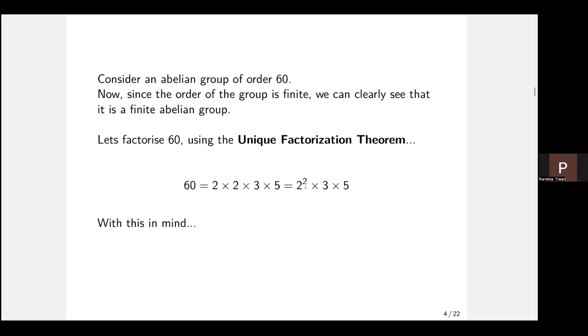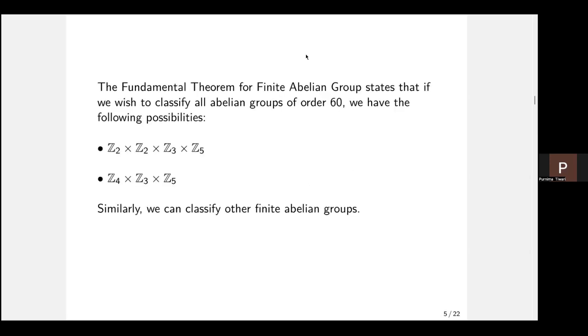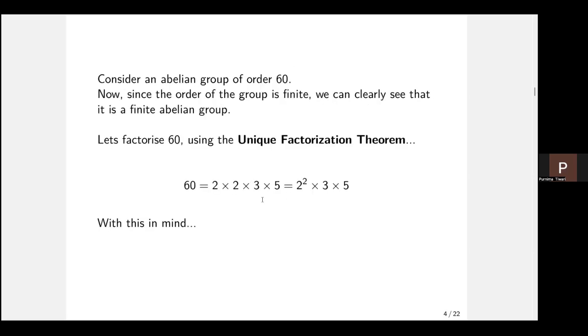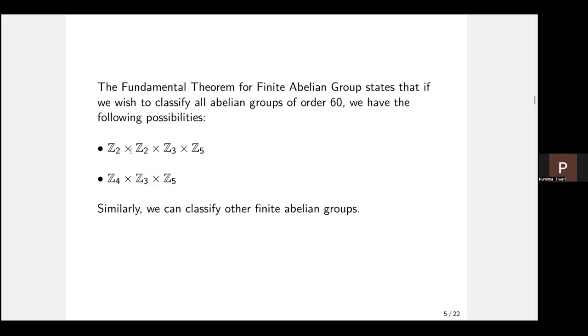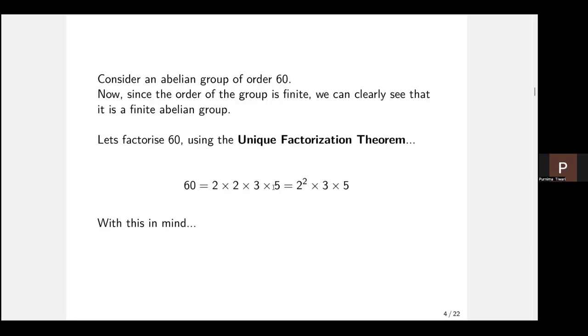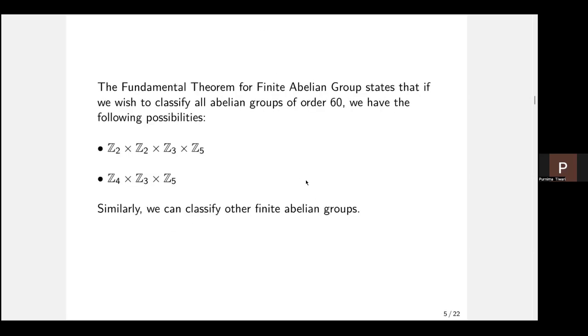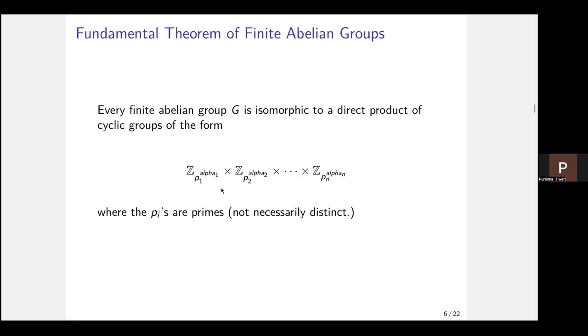With this in mind, moving ahead, the fundamental theorem for finite abelian groups states that if we wish to classify all abelian groups of order 60, we have the following possibilities. Recall we had 2 into 2 into 3 into 5. So this can be stated as Z2 cross Z2 cross Z3 cross Z5. Here, the cross represents the direct product. Or we could also have written it as 2 square into 3 into 5, and hence it can be written as Z4 cross Z3 cross Z5. Similarly, we can classify other finite abelian groups.